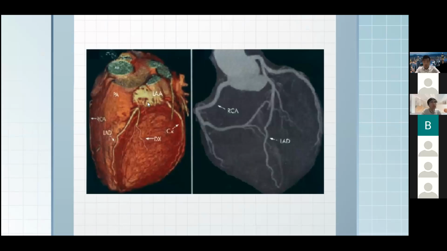So as you can see, this is what CT angiogram looks like. So the typical image of CT angiogram will be the one on the right. So you can see the three coronary arteries, right coronary artery, left anterior descending, as well as the left circumflex artery. So they're very clearly seen. So you can actually see what goes on with these three big vessels, basically. So we can attempt to create 3D reconstruction.